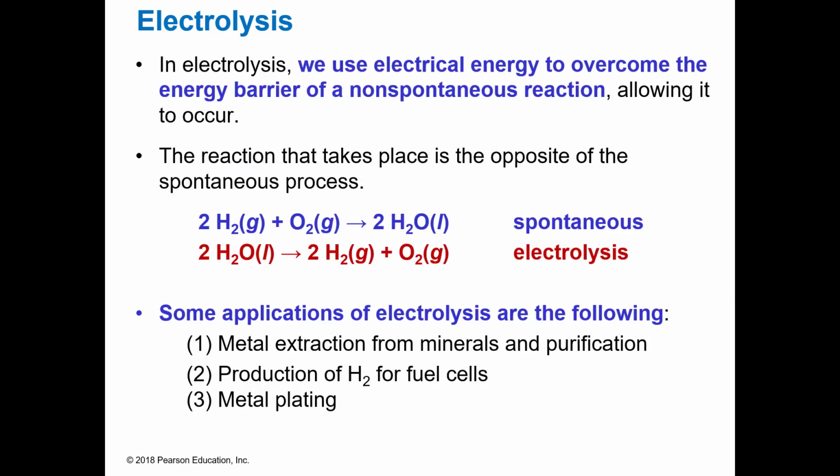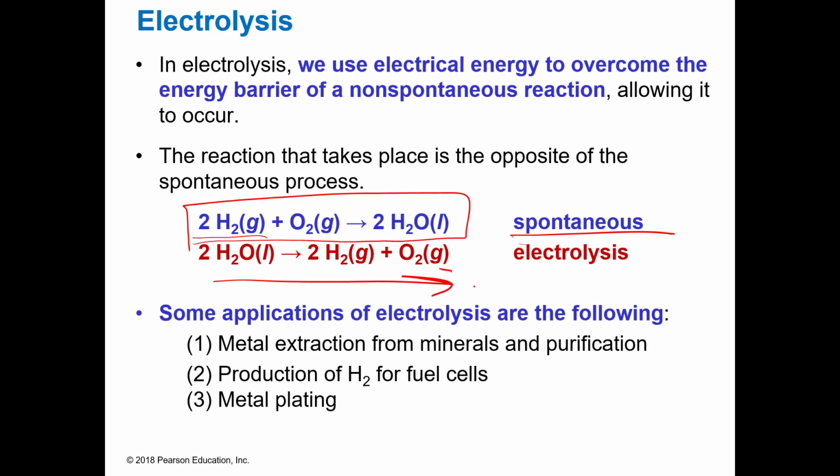So we use the electrical energy to overcome the energy barrier of the non-spontaneous reaction, pushing it really hard to make it occur. We can make water from hydrogen and oxygen gas, which is a spontaneous reaction. But if I want to take water and turn it back into hydrogen gas and oxygen gas, I have to use an electrolytic cell. I had to make it do that because it is not energetically favorable.